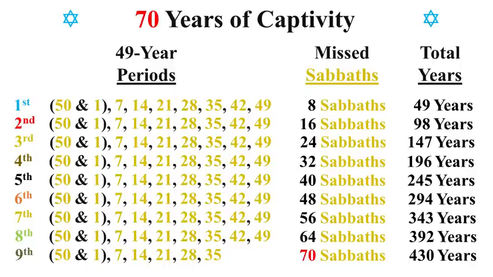So, in the 9th period, they missed year 1. They missed year 7, 14, 21, 28, and 35. There's another 1, 2, 3, 4, 5, 6 more Sabbaths. There they've missed 70 Sabbaths in a 430-year period. So there's the correct math for this problem.